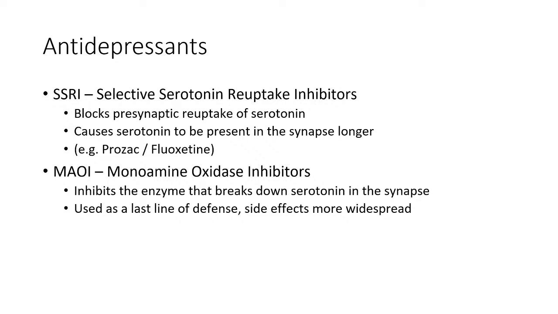So if you block reuptake, you take the presynaptic neuron and you prevent it from taking back up the serotonin. That causes the serotonin to be present in the synapse for longer, and that allows us to continue stimulating the postsynaptic neuron or the second neuron for longer. Kind of makes the brain act like it has more serotonin than it actually does. So an example is Prozac, or generic name fluoxetine. This is an SSRI.